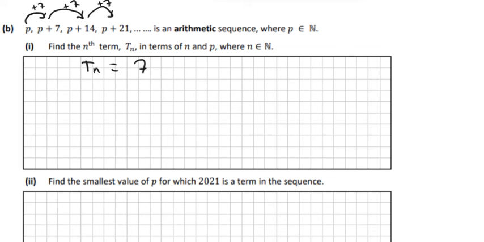So it would be 7n, where 7 is the difference, and then you go to the one before. So 7 less than p would be p minus 7. So that's what the nth term would be.